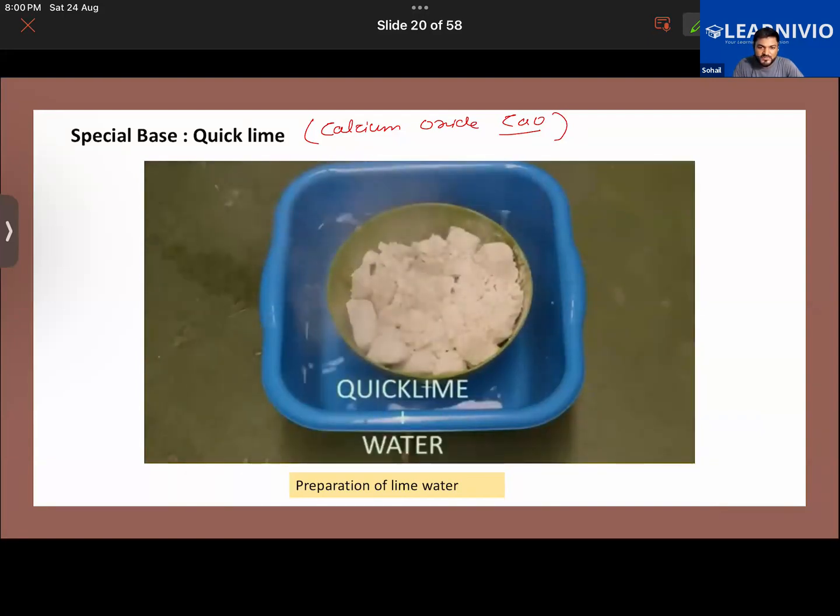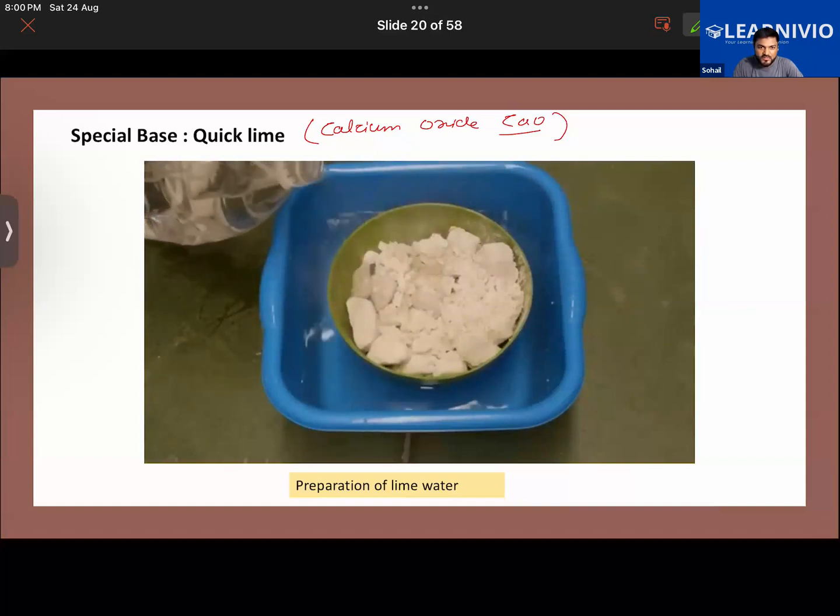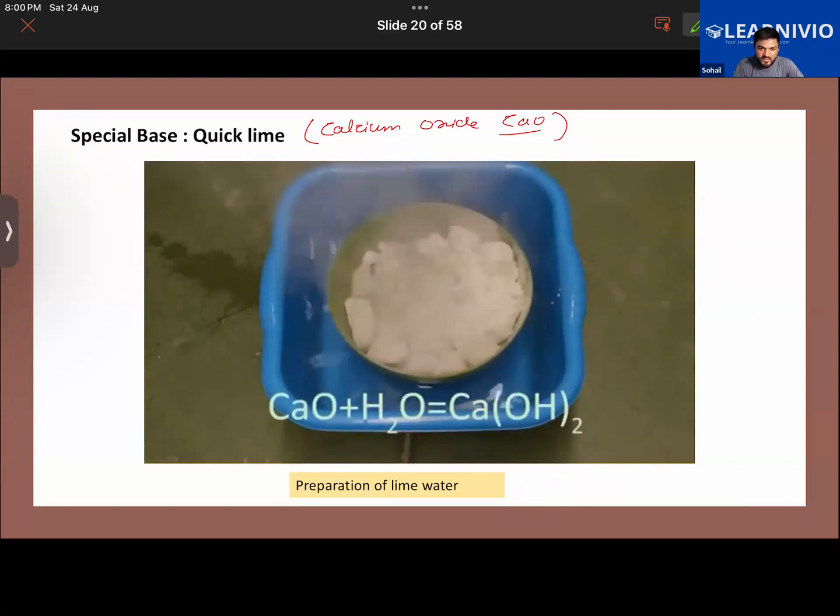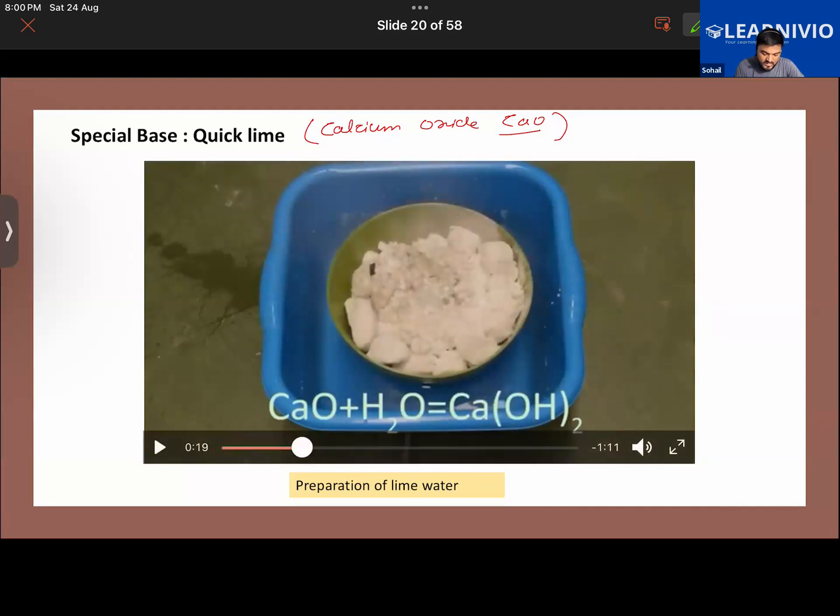In this, quick lime has been taken and water has been added. Just some more water has been added, and at this moment, the calcium oxide, that is quick lime, has started to react with water. The product that will be formed is calcium hydroxide. You should be able to answer this. In the previous class also we learned about this. This is basically lime water or slaked lime.